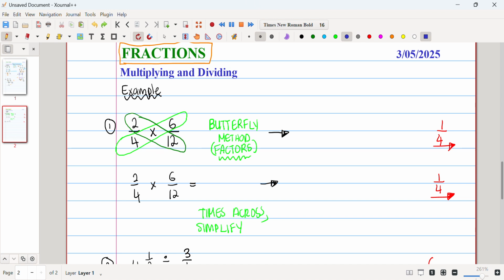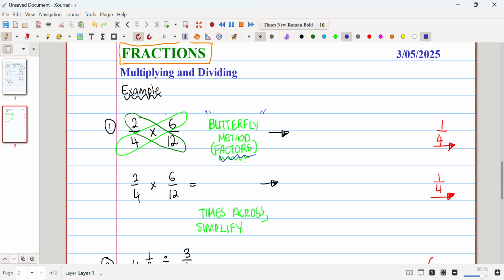The first way is what we call the butterfly method, and that has to do with first simplifying the fractions before we multiply them together. I'm going to show you what that means. When you think of the butterfly method, think about factors. So what you're going to ask yourself is across.